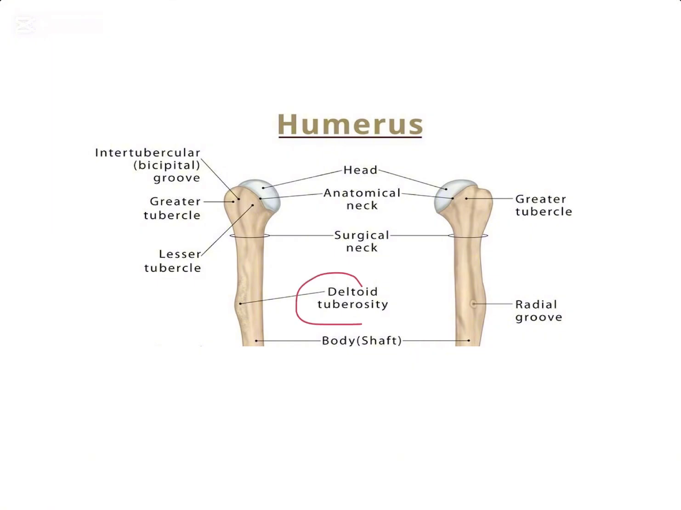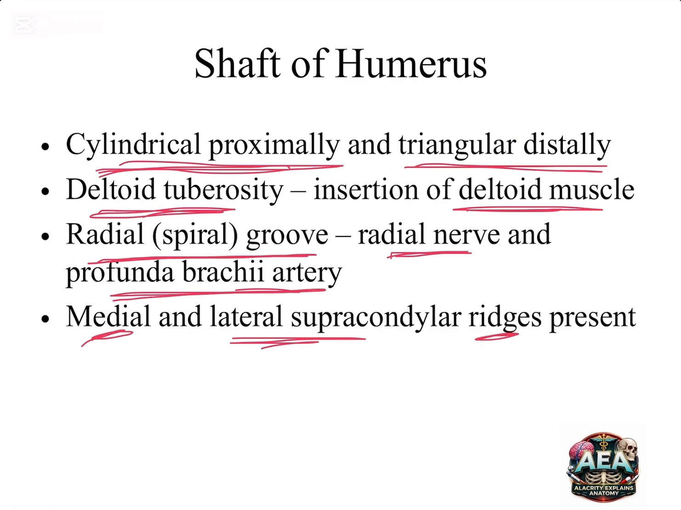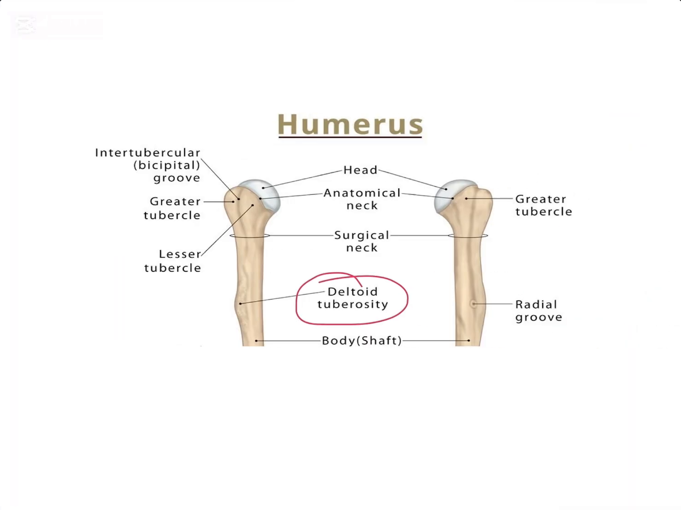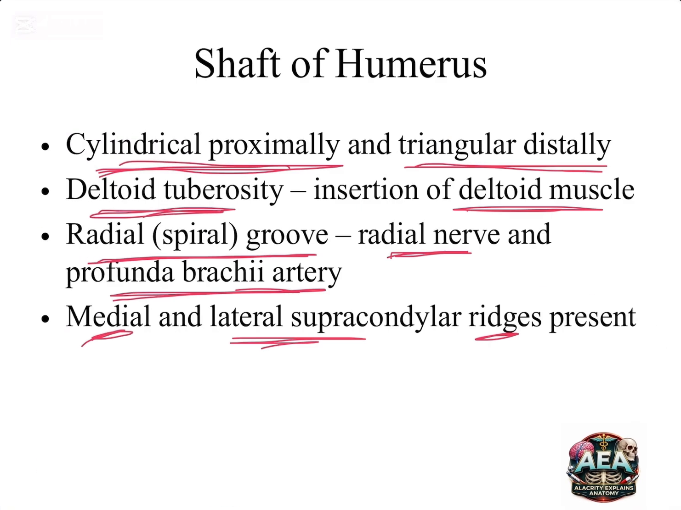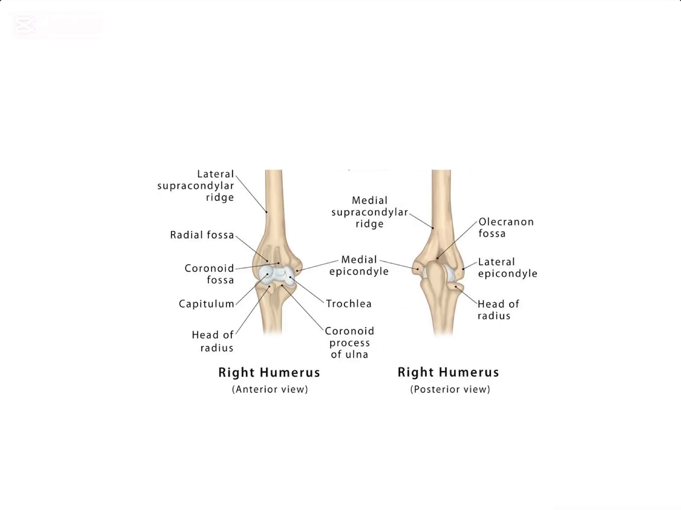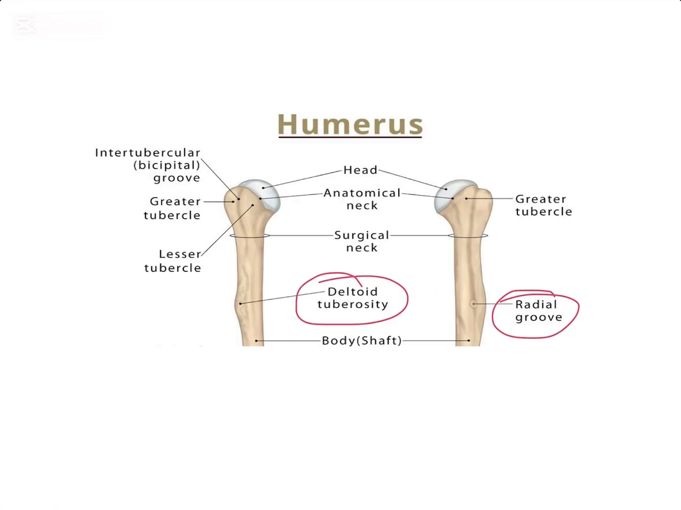We have the deltoid tuberosity for the attachment of the deltoid muscle. We have the radial or spiral groove, which is posterior and allows for passage of the radial nerve and the profunda brachii artery. We have the medial and the lateral supracondylar ridges, which you see in this image.